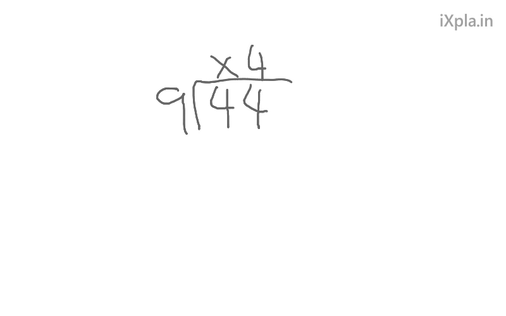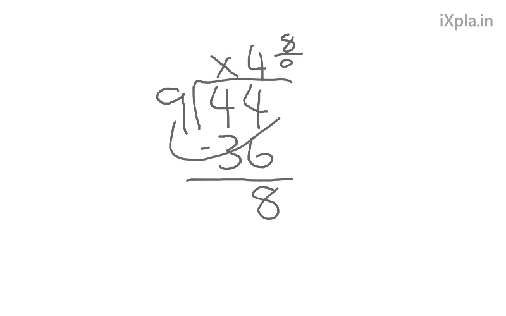Next one, 44 divided by 9. 9 does not go into 4, but it does go into 44. 9 times 4 is 36. Subtract, and we get 8. We're not going to write R8, but we're going to put our 8 as our numerator of the fraction, and our 9 will become our denominator. So our answer is 4 and 8 over 9. 4 and 8/9.